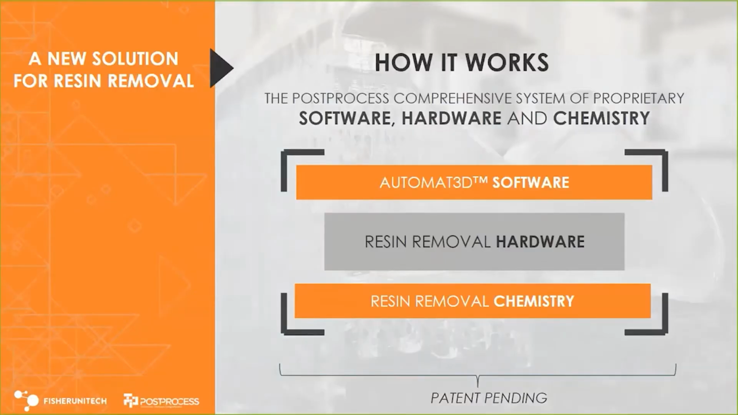So our approach is by combining proprietary software, hardware, and chemistry. These are all specifically designed with resin parts in mind. In your process today, you're likely sourcing at least 2 of these components from different vendors. This is going to create more work for you on top of the fact that these components aren't designed to work together specifically for resin removal the way that the PostProcess solution is.